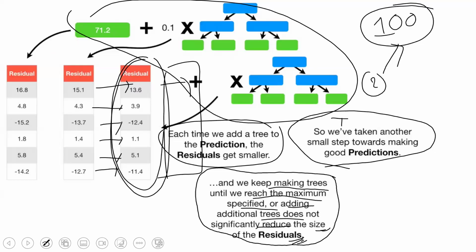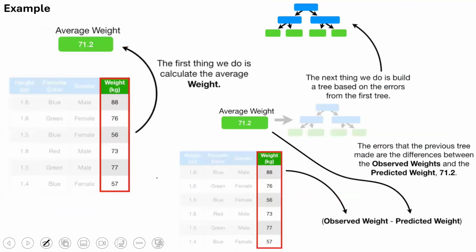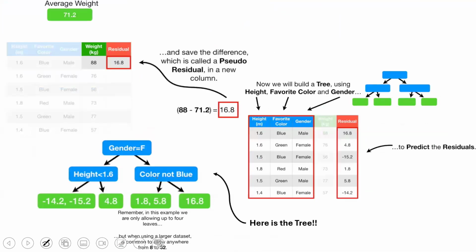Okay, so that is what gradient boost for regression is. We started with the average weight and then we calculated the residuals. Residuals are nothing but the difference between the actual and the predicted.